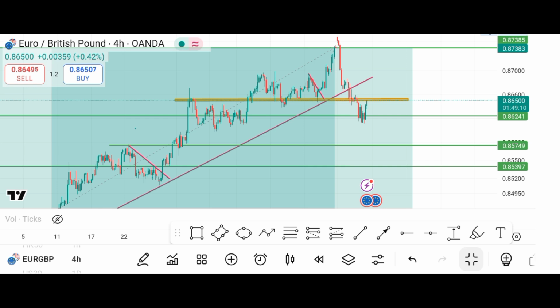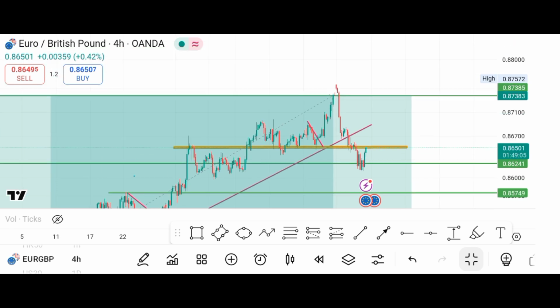So as you can see, the fourth pullback is always the one that reverses the market, and you can see the market just came down and it's still coming down.